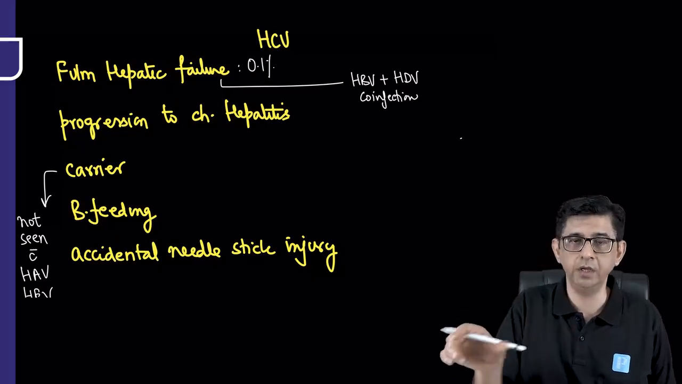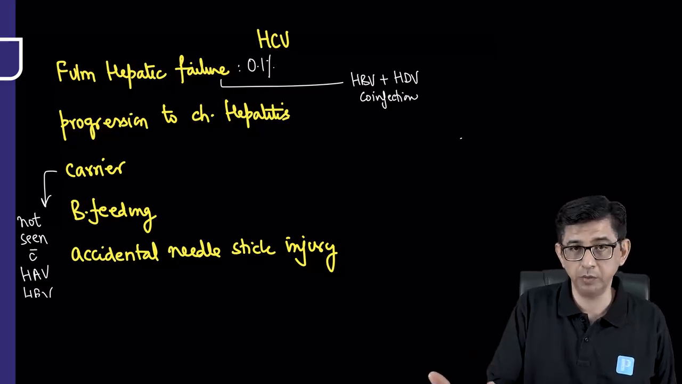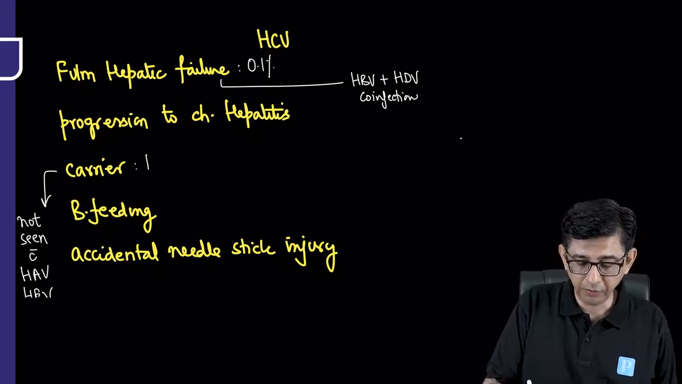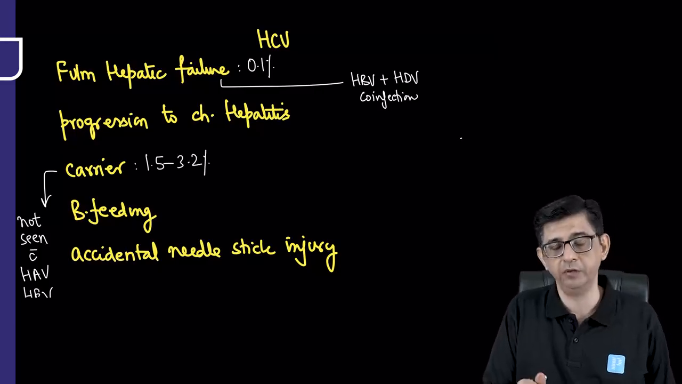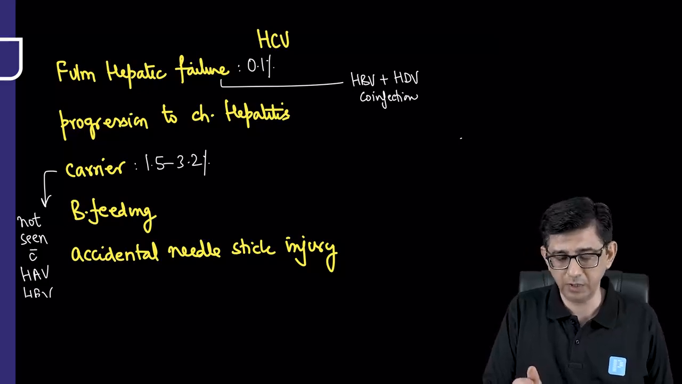Hepatitis A, B, C, D, E. So from this bunch, we get fulminant hepatic failure, possible with all of them, but carriers are not seen with A and E. It's not important for you to remember this percentage value that I'm writing, that the carrier rates with hepatitis C can be in the range of 1.5 to 3.2%. That's inconsequential at this moment.